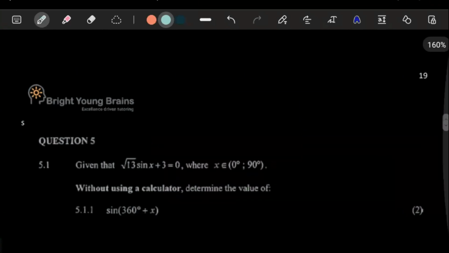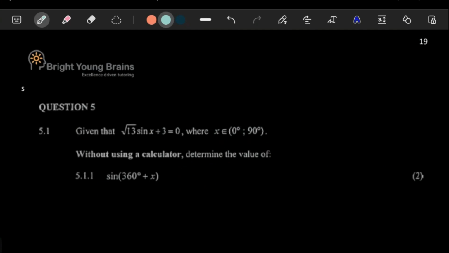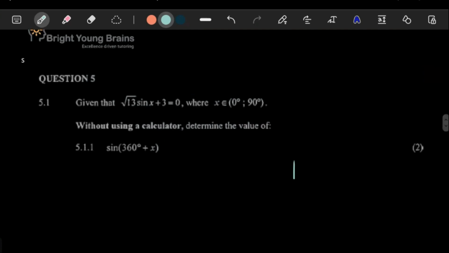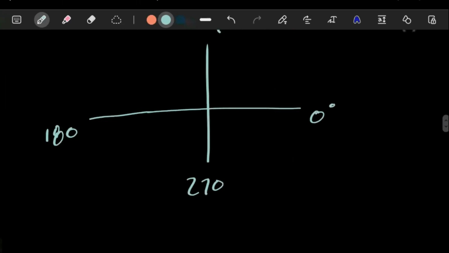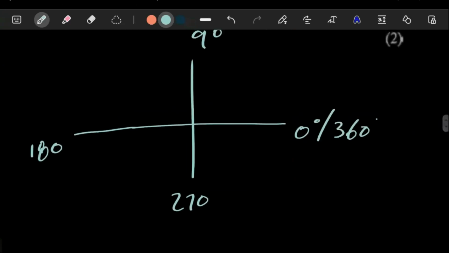Okay, question number 5. For 2 marks, whatever they're going to ask us, let's see what the question says. It says here, given that this equation is equal to 0, where our x value is between 0 and 90, let's just try and draw our sketch here. Our sketch has 0 degrees here, 90, 180, 270, and then here 360.